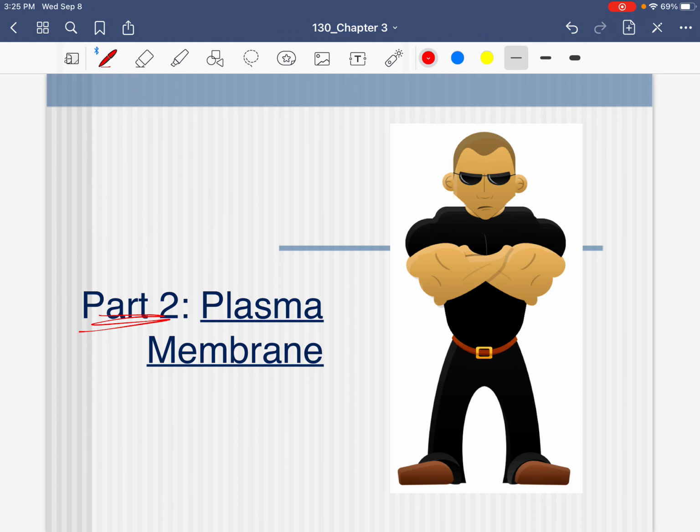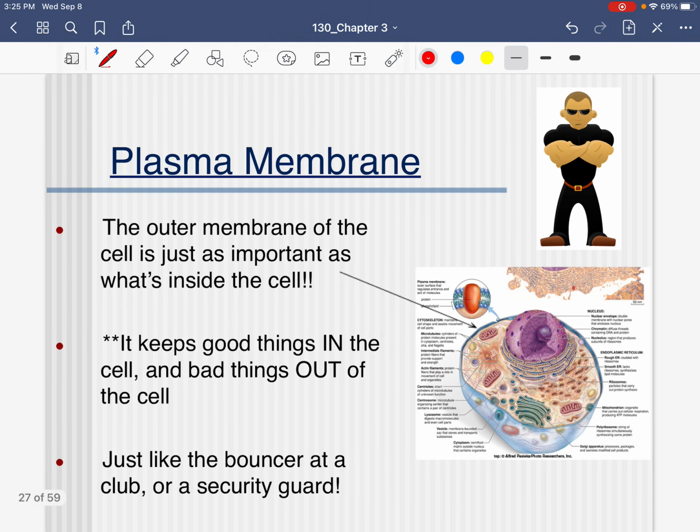Okay, here we are, part 2. And this is important. Important. All right. We briefly mentioned that plasma membrane. Well, now we're going to talk a lot more about it. Now, why this is so darn important. That plasma membrane is so important because its job is to keep the good things into the cell and then push the bad things out.